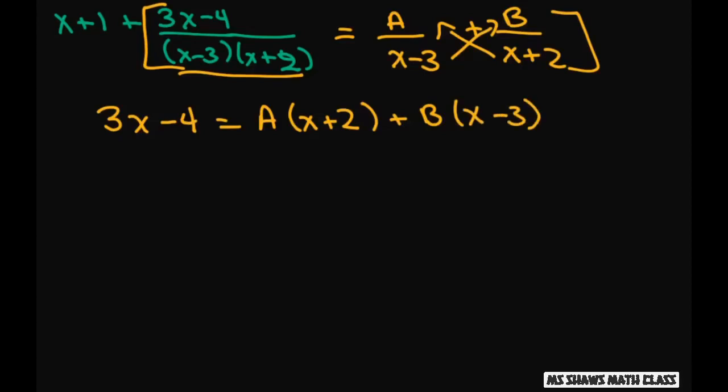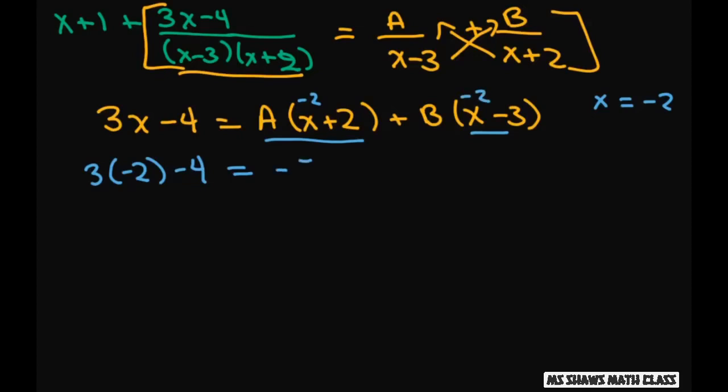Now to solve for a and b, let's just let x equal negative 2 to eliminate the a. So we have 3 times negative 2 minus 4 equals, this is just going to be 0. So when you put this negative 2 in here, you're going to get negative 5b. Now this is negative 10 equals negative 5b. So b equals 2. Divide both sides by negative 5.